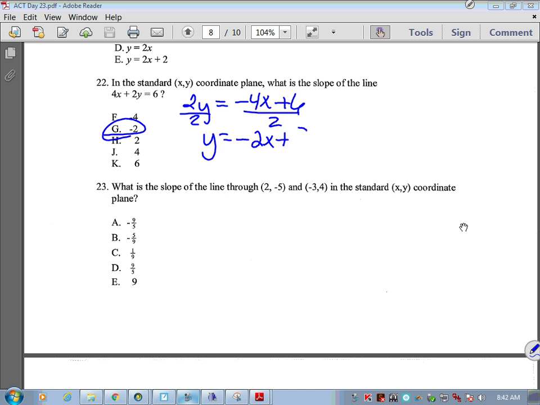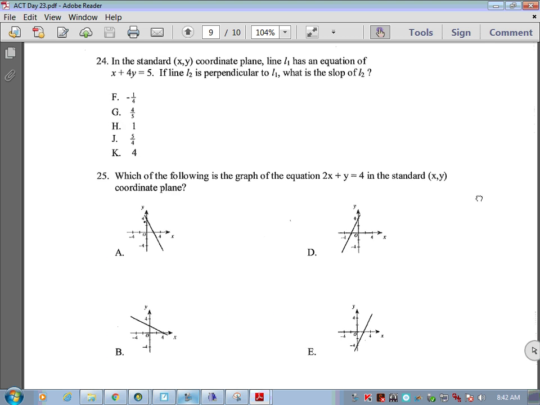Okay, and of course that would be 3 if they were asking for the equation of the line. 23. Okay. All right, we're getting towards the end here. 24, 25, or 26?